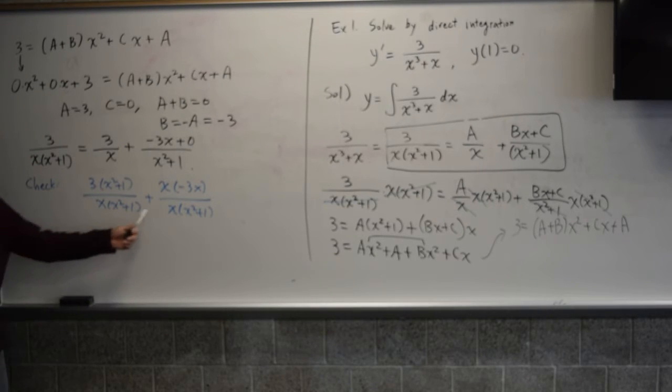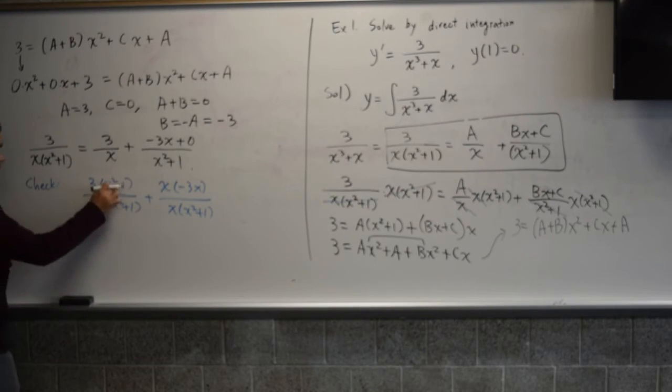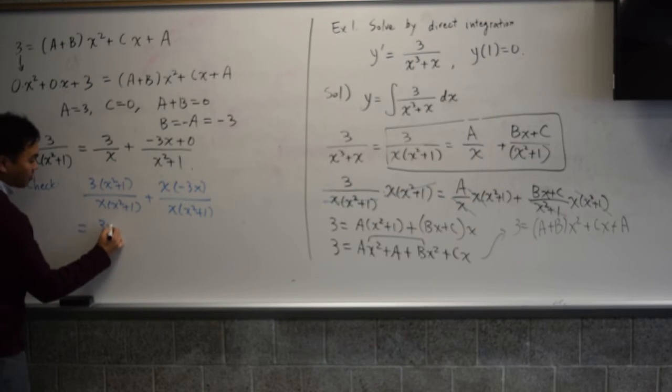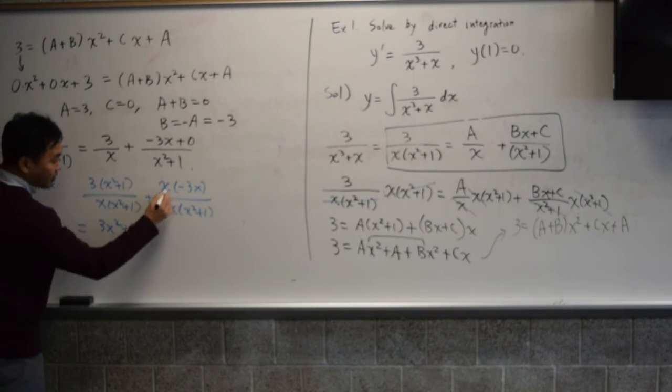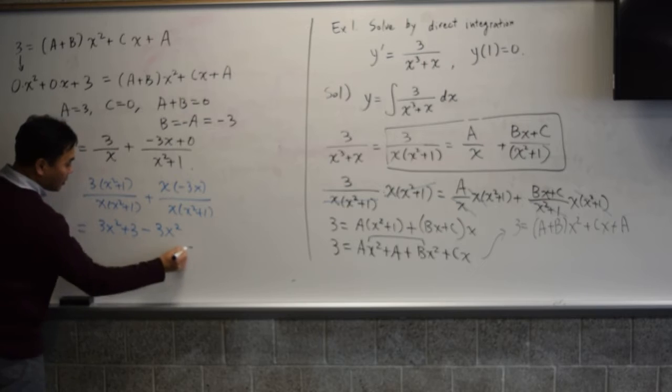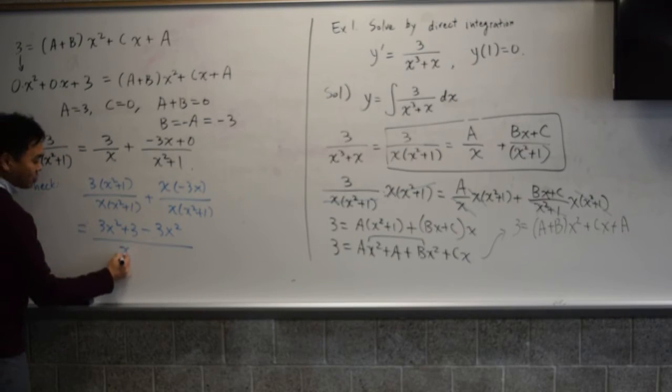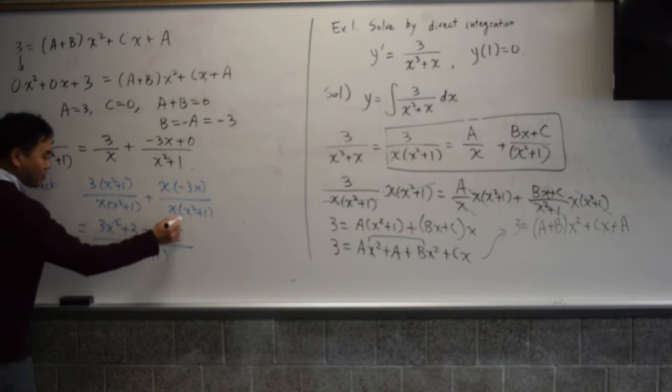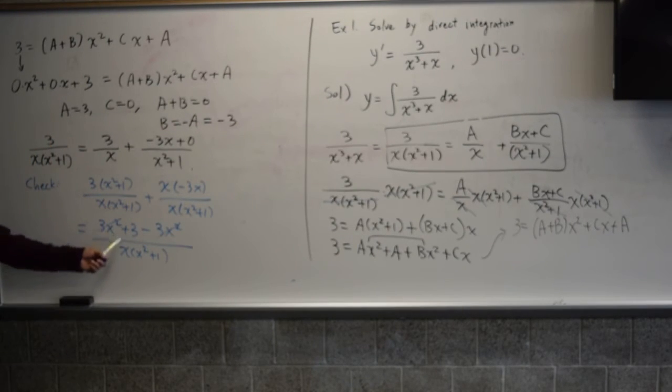So now I have common denominators, right? What do I get on the top? This is 3x squared plus 3, and that's minus 3x squared. Because I have common denominators, I can just write it once for all. Do you see that these two cancel? What are you left with? 3 over x times x squared plus 1, exactly the same thing as that, right?